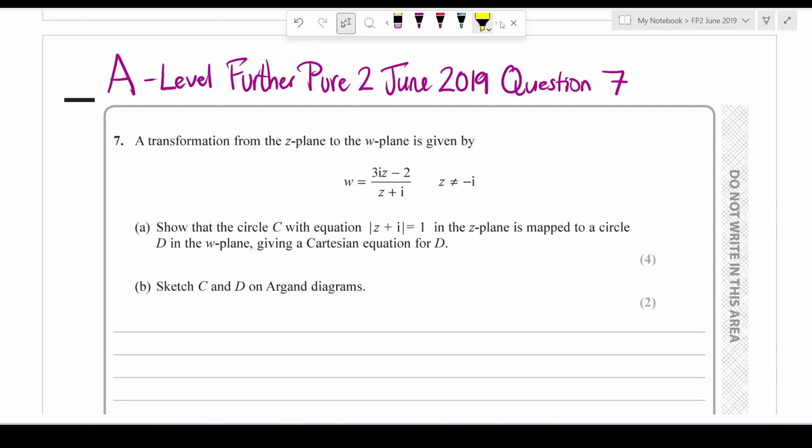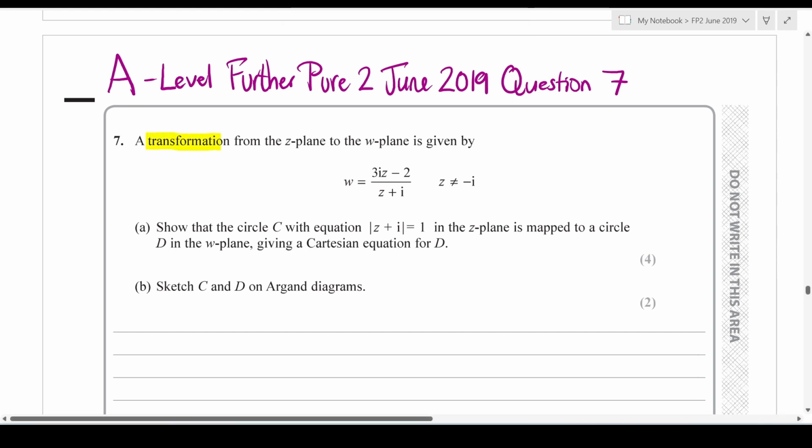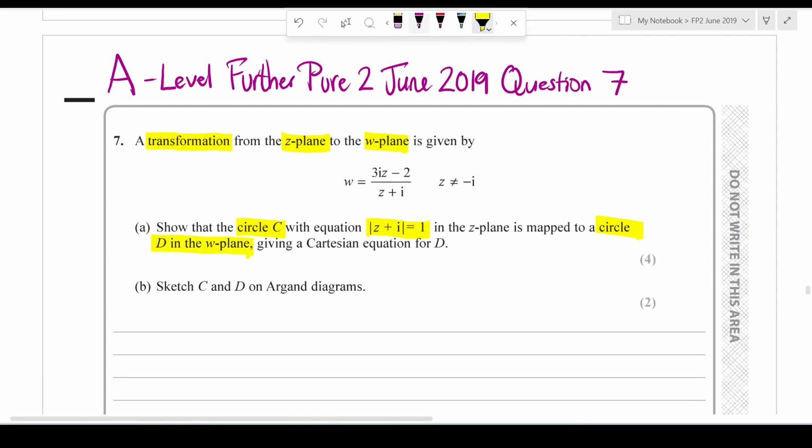Right, okay, so let's have a look at question 7, a transformations question. We're aware that the transformation from the Z-plane to the W-plane is given by the given formula. So we've got to show that this circle in the Z-plane is mapped to a circle in the W-plane, and give the equation for it. So let's rearrange this first equation for Z.